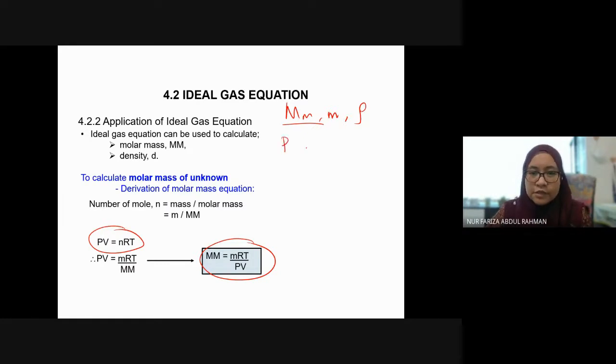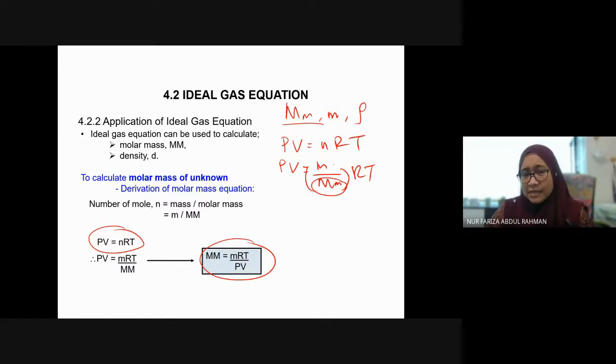Take for example, you want to calculate molar mass or mass, from PV = nRT. We know that n can be further expanded into mass over molar mass. So PV = (mass over molar mass) RT. So there you have your molar mass and mass. You can calculate either of these two. Okay, all right.